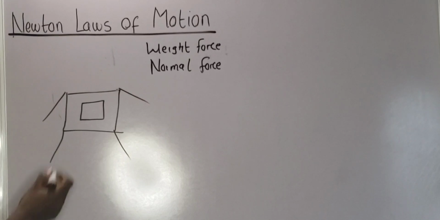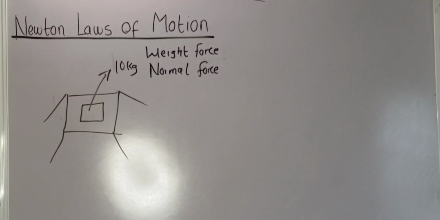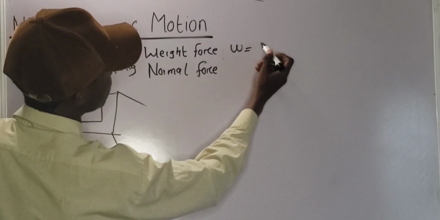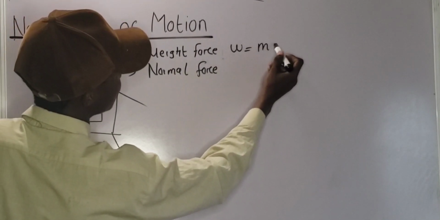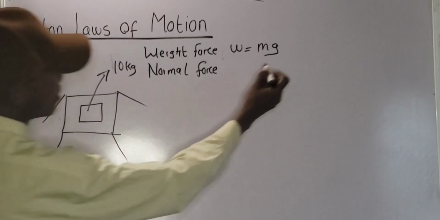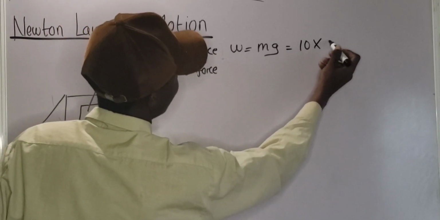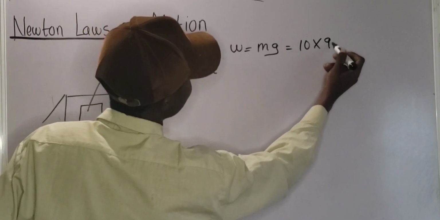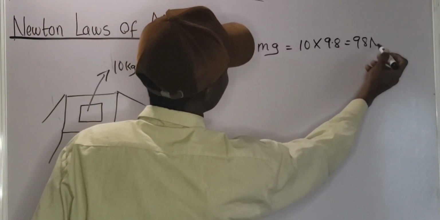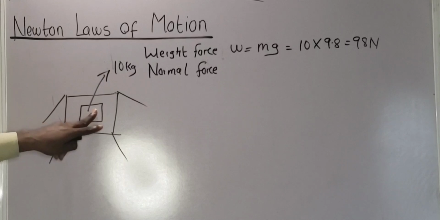So now let's say the box has a mass of 10 kg, and we want to calculate the weight force. The weight force is given by this formula. Weight force is equal to mass times acceleration due to gravity. Do you understand? Okay, so for this I'm going to have mass, 10, multiplied by 9.8. Let me use 9.8. That is what? 98 Newton. So the weight force of this box is what?